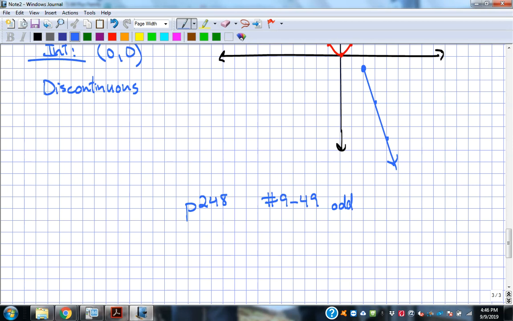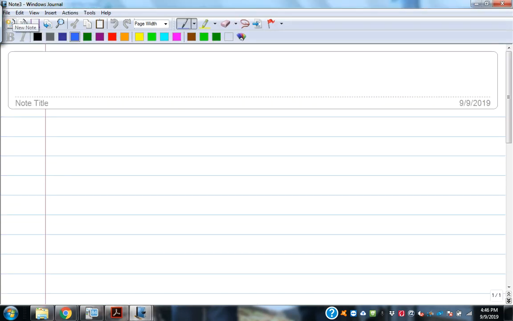All right, let's look at 3.5, which is, I think, an easier section than 3.4 was. 3.4 wasn't terrible, but 3.5 is, I think, infinitely easier.